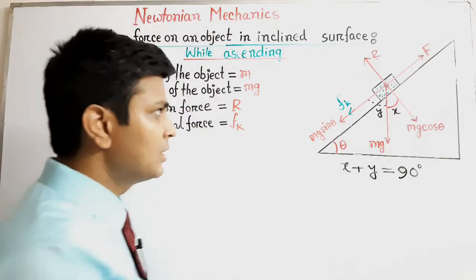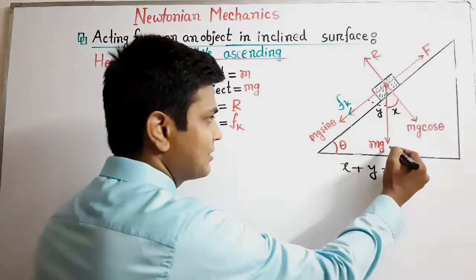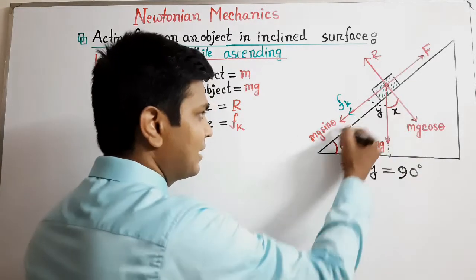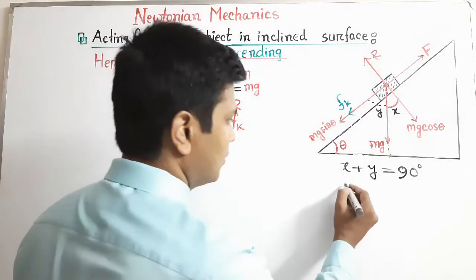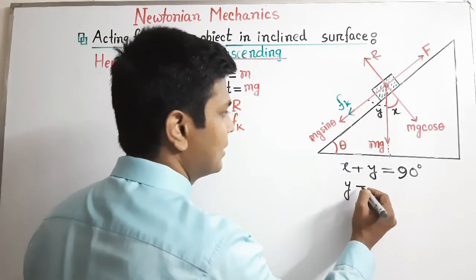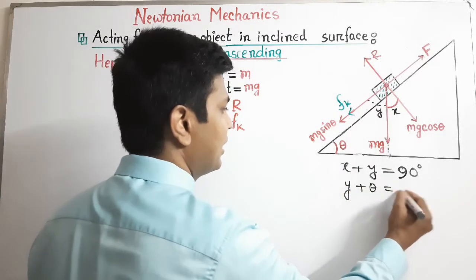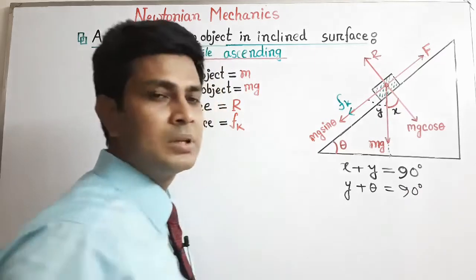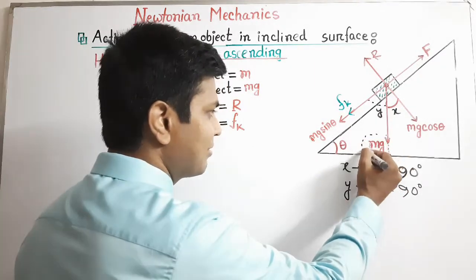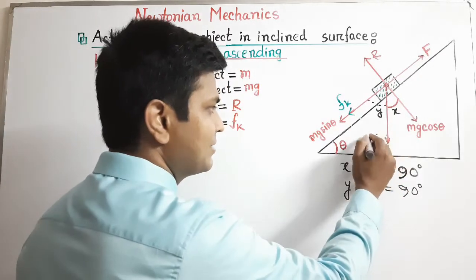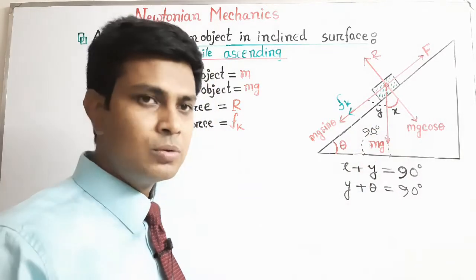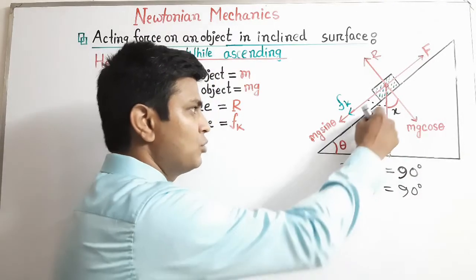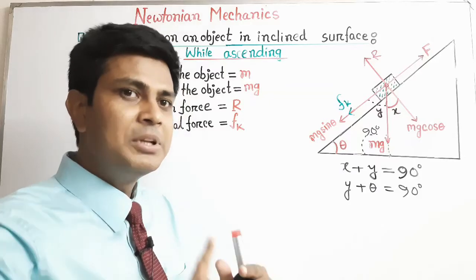And if you consider this is another right angle triangle, so in that triangle y plus theta equals 90 degrees, because this is the right angle and this angle is 90 degrees, so we can say the addition of the two opposite angles will be 90 degrees.